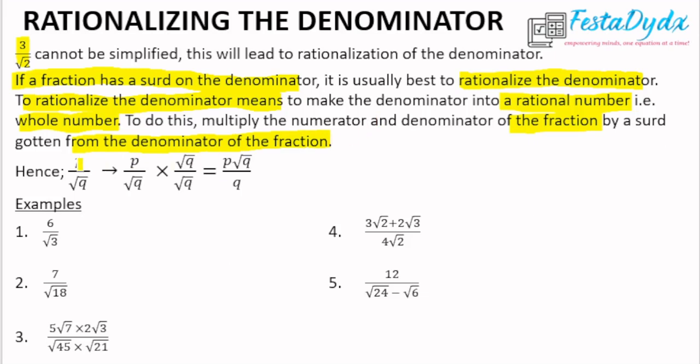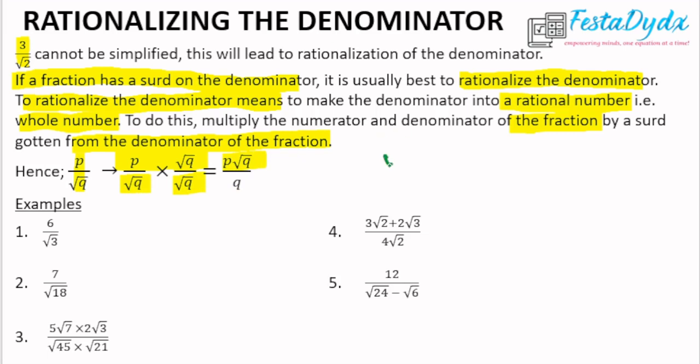So let's look at this. What I explained with numbers there, I'm actually going to explain with letters. If we have p all over root q, it is the same as multiplying p over root q by root q over root q. So the numerator and the denominator must be multiplied by the surd in that denominator. Now p times root q for the numerator gives us p root q, a whole number times the surd. And then the denominator, root q times root q, is going to give us just q.